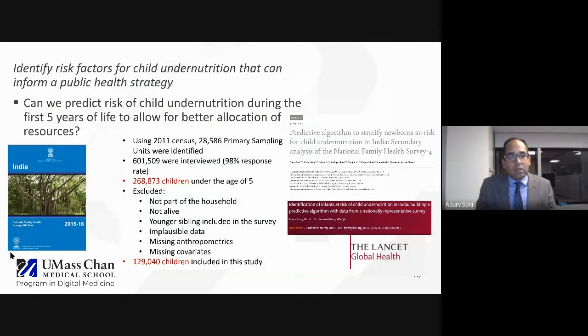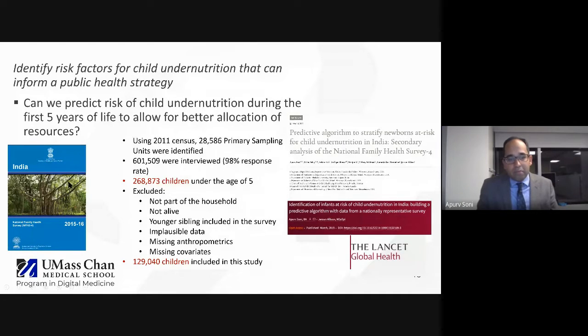And which brings me to the second part of the presentation, which was to understand if we can use risk factors for child undernutrition to inform a public health strategy, and whether that can be used to predict risk of child undernutrition at the time of delivery, so that better allocation of resources can be achieved.